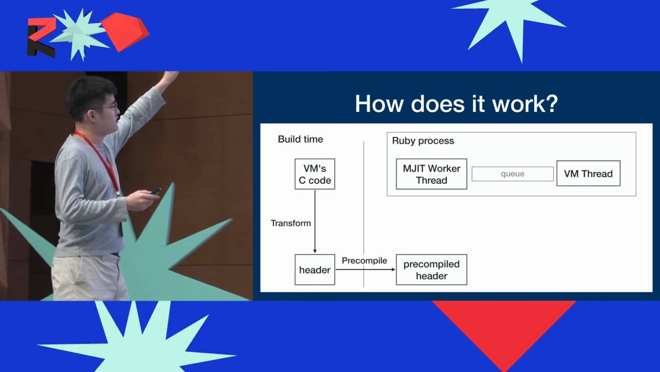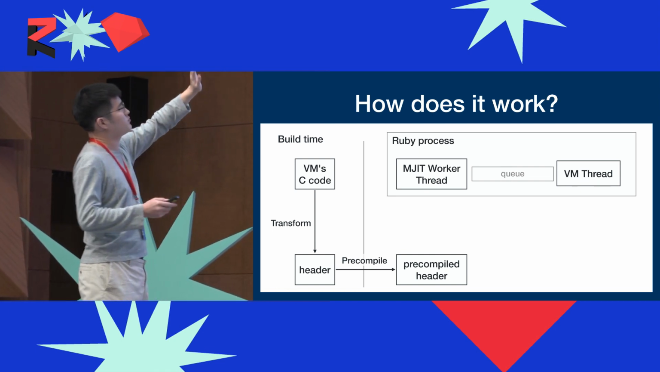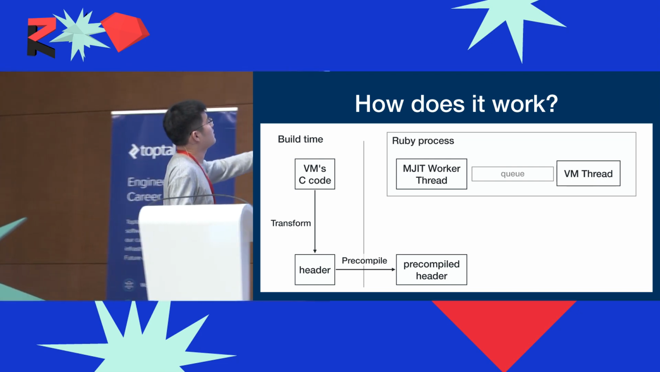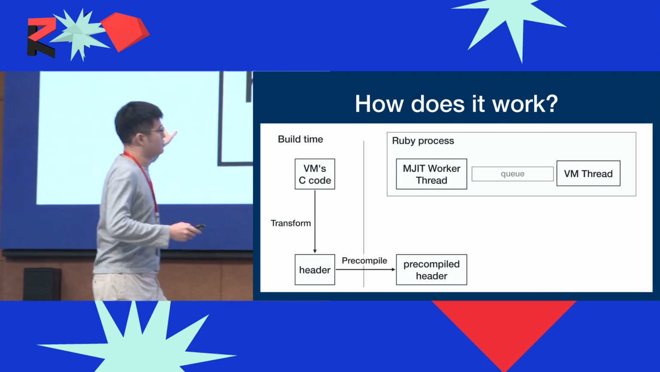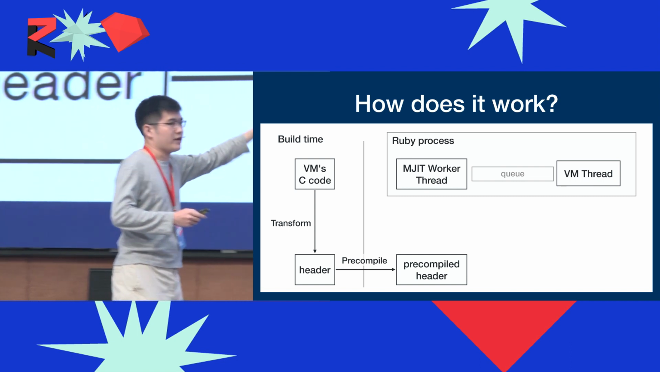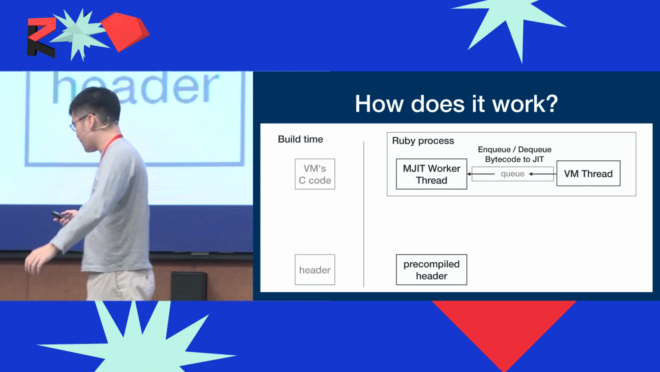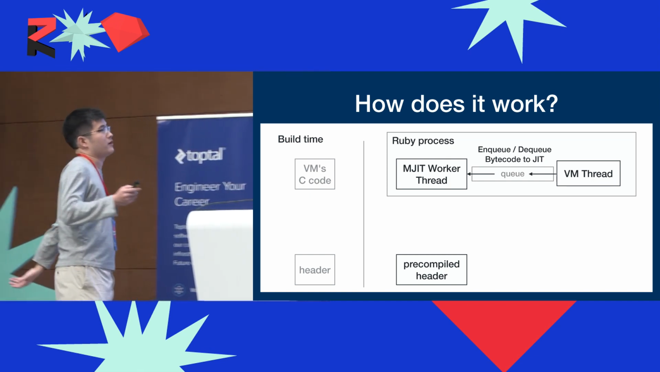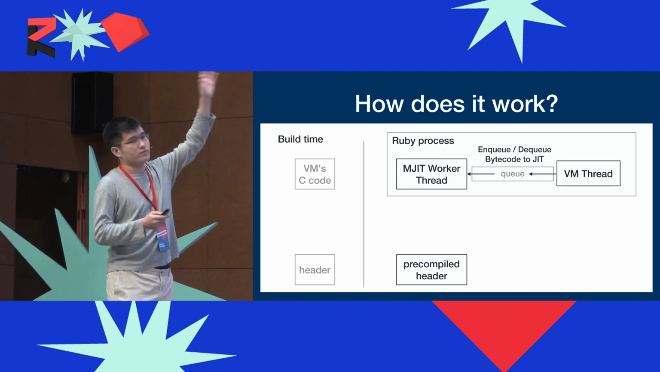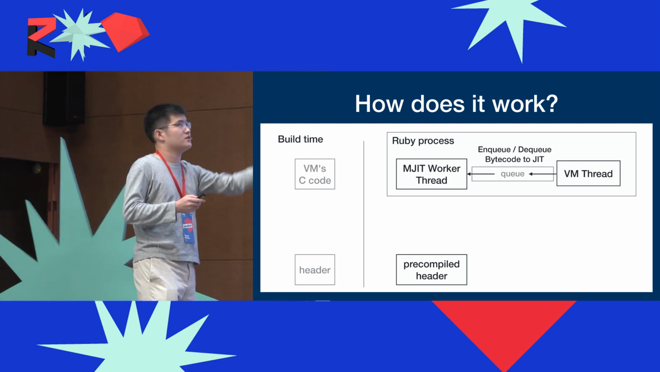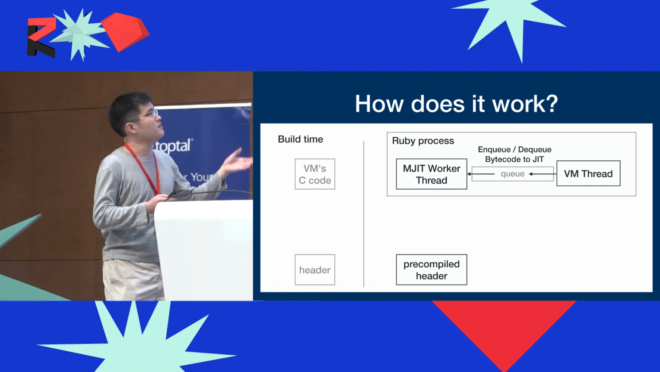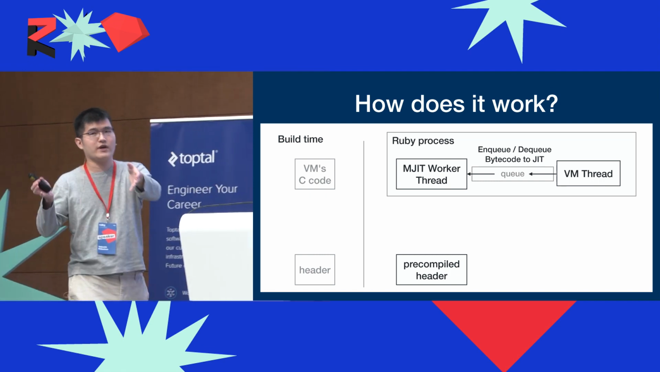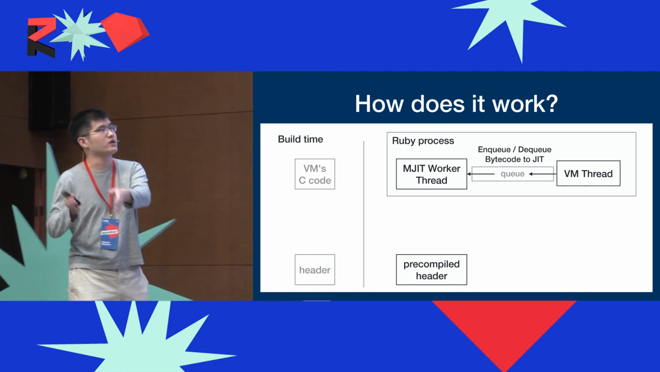Once the --JIT is enabled, this is a build process. When you install the Ruby interpreter, the virtual machine code is precompiled to a precompiled header, which can be loaded faster by the JIT compiler. And in the Ruby process, enabling --JIT invokes the MJIT worker thread, which leaves aside the VM thread for executing your Ruby programs.